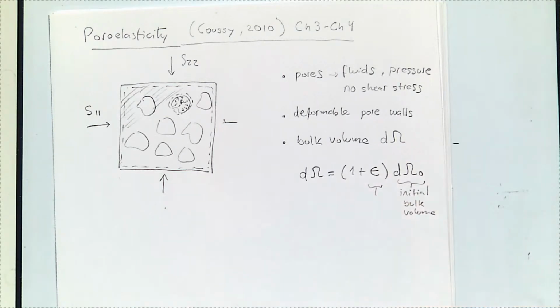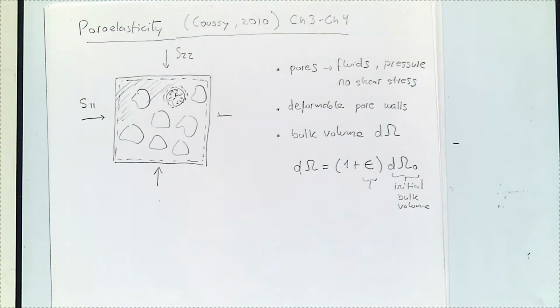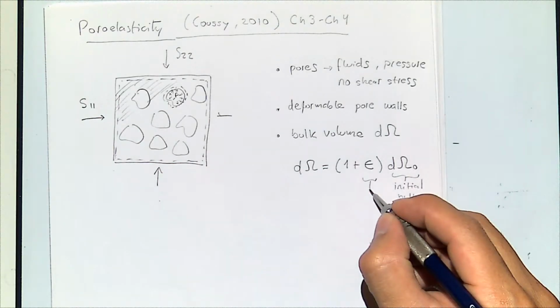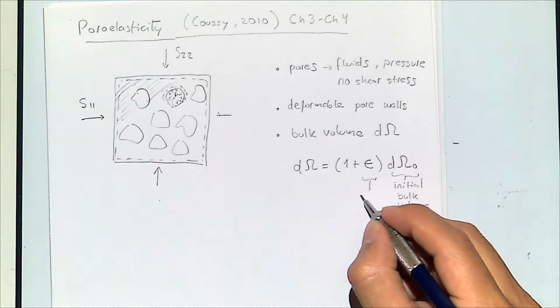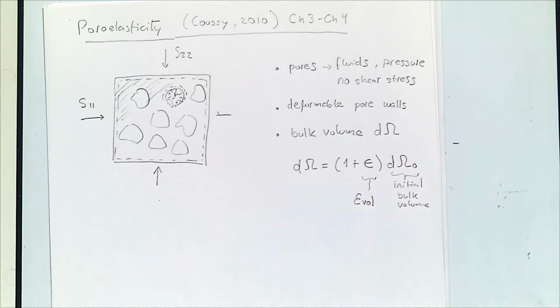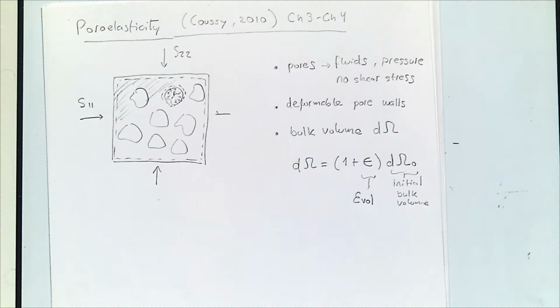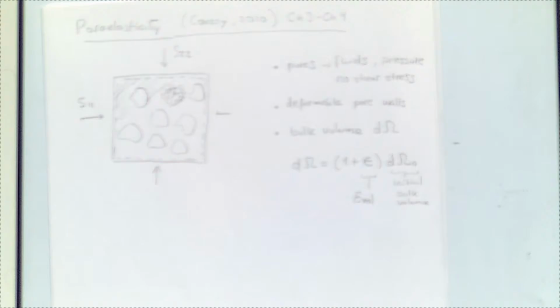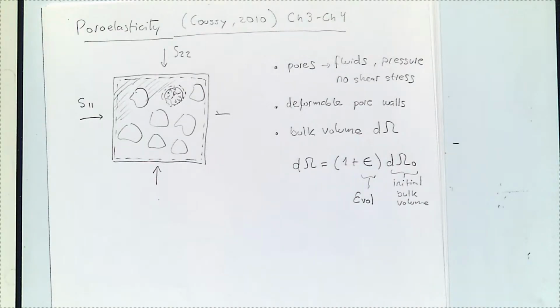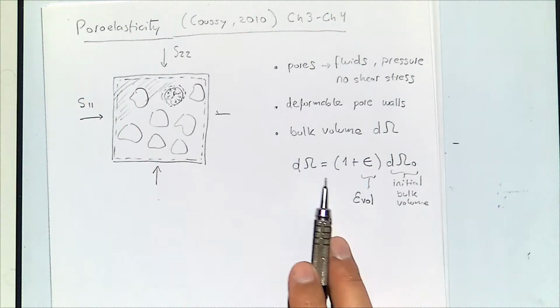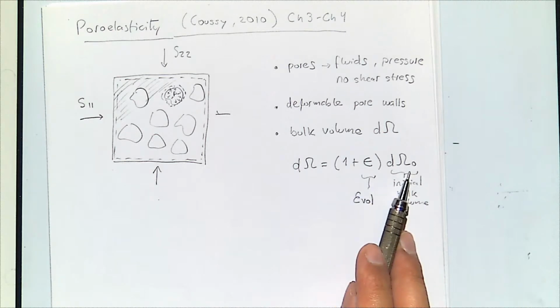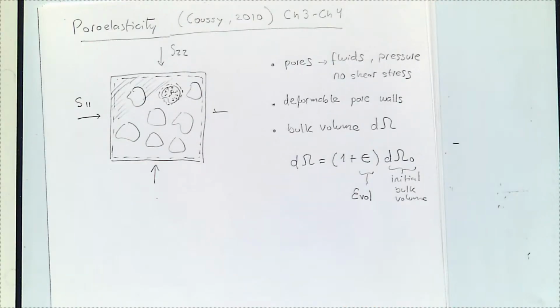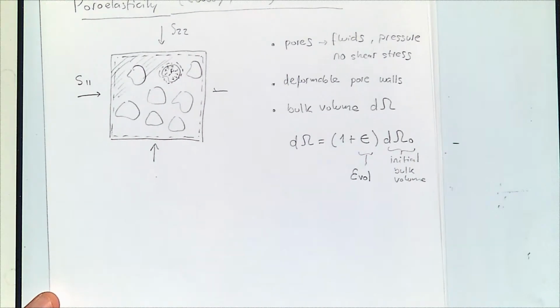I'm writing it like that because we're going to write a lot of those, and I want to save some space. So that is the same thing as volumetric strain, but I'm just going to write it with one letter, epsilon, like that. So basically, bulk volume at any time is just 1 plus the volumetric strain times the initial bulk volume. Okay. So we have bulk volume, we have volumetric strain. Let's go step by step.